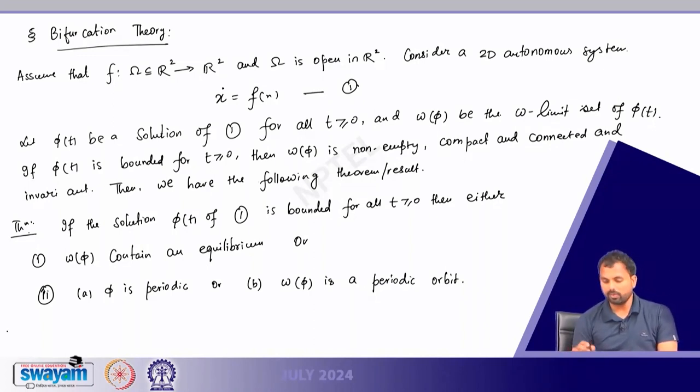Here we are saying that the solution of a differential equation, this is our two-dimensional autonomous system. That means basically there is no t involved on the right hand side. So x dot equals f of x, and let phi t be the solution. Then when will this solution be bounded? That can be guaranteed with the help of this theorem. This theorem is called the Poincaré-Bendixson theorem, right.